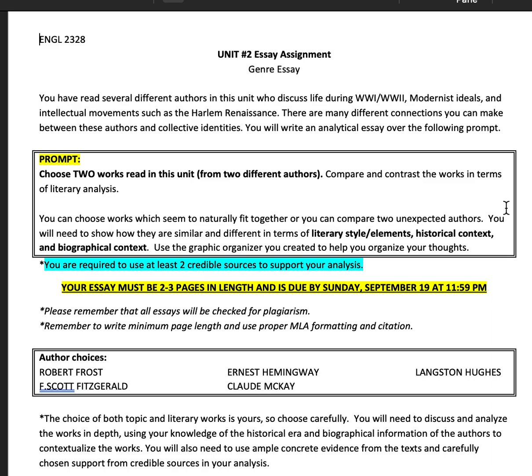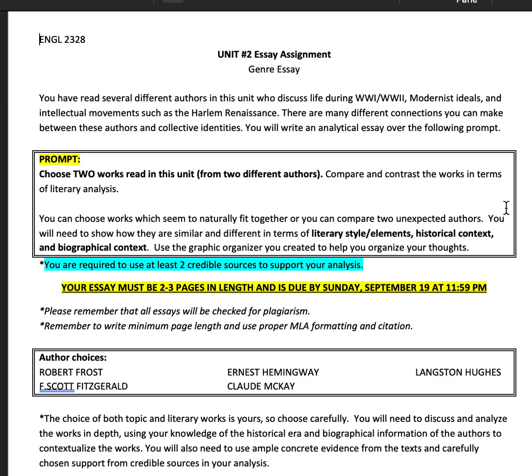So you do have to have at least two sources to support your analysis in this essay. They do need to be credible. Things like gradesaver.com and 123helpme.com are not credible sources, but things like something from .edu or something of that nature, or say PBS or history.com, biography.com, those are all credible sources you can absolutely use.